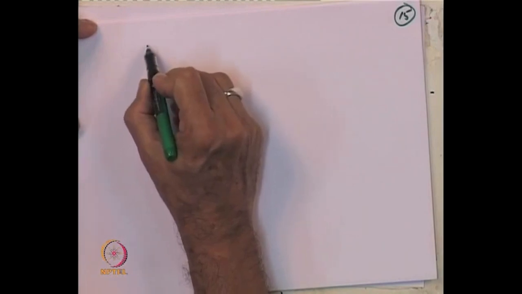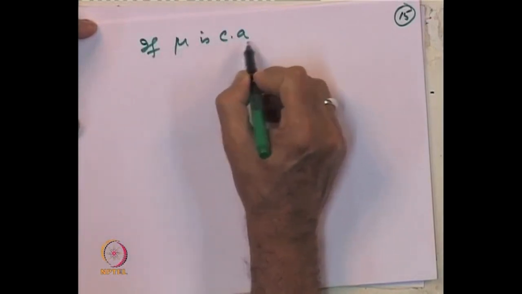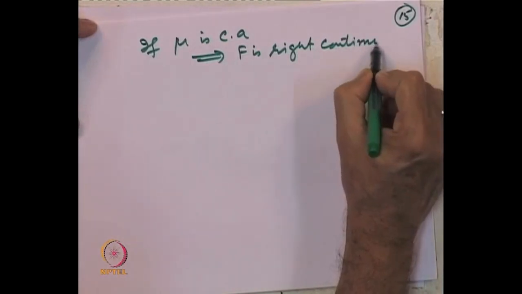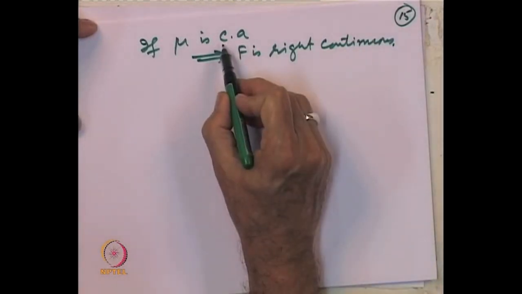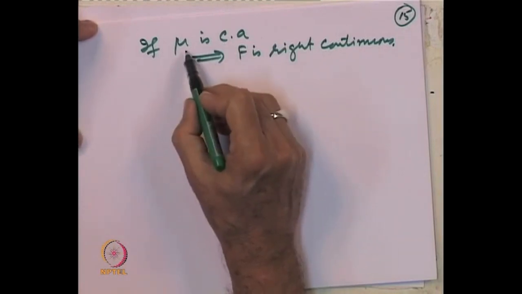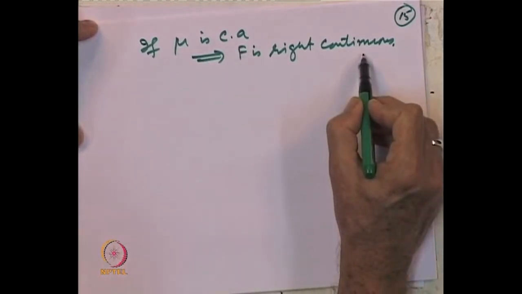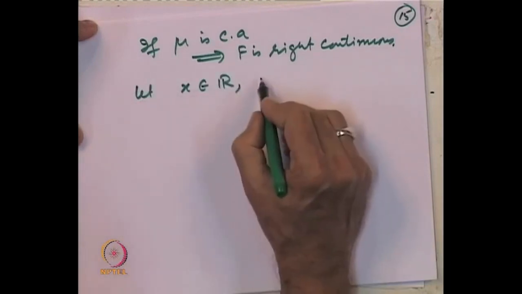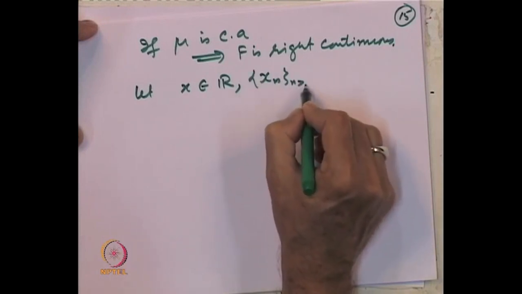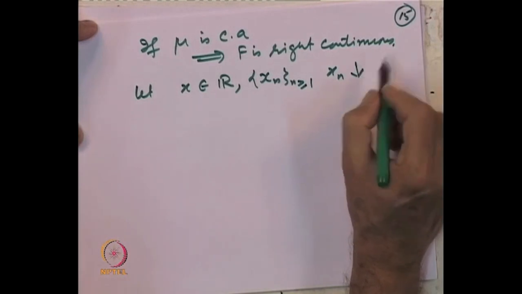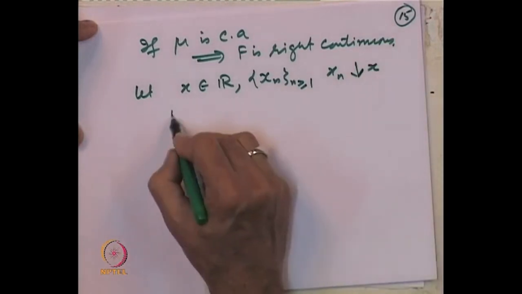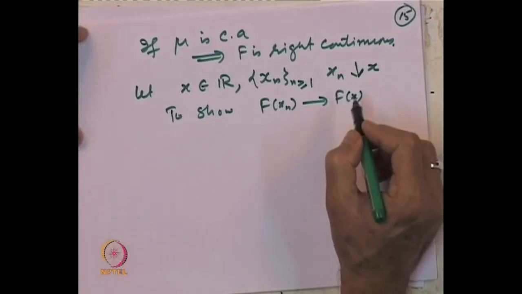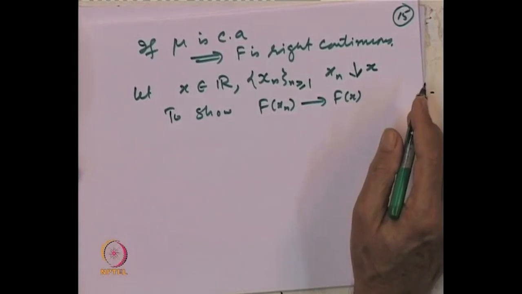So, we want to check now that if mu is countably additive, then this implies f is right continuous, continuous from the right. The finite additivity property gave us that f is monotonically increasing, and we are claiming that if mu is countably additive, then f must be right continuous. So, what is right continuity? So, let us take a point x, let x belong to R, and let us take a sequence x n such that x n decreases to the point x, right, to show that f of x n converges to f of x. So, that is what we have to show, that f of x n converges to f of x.